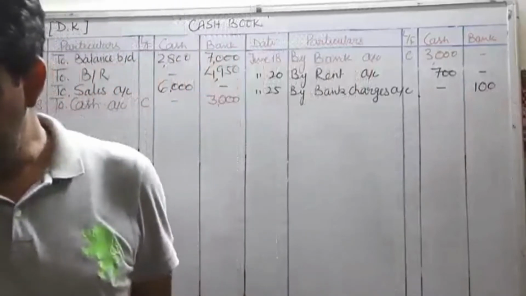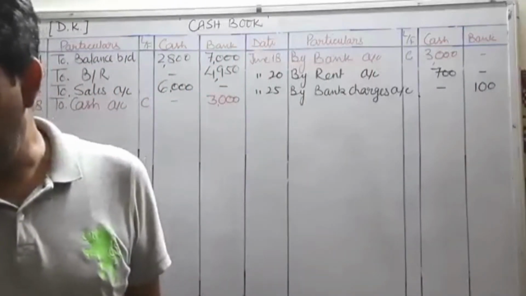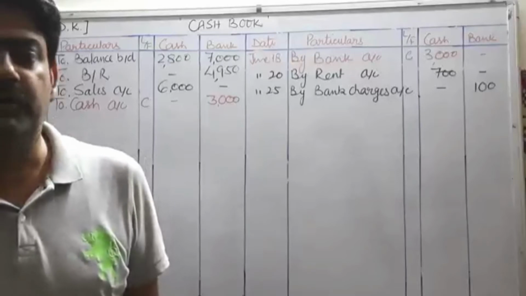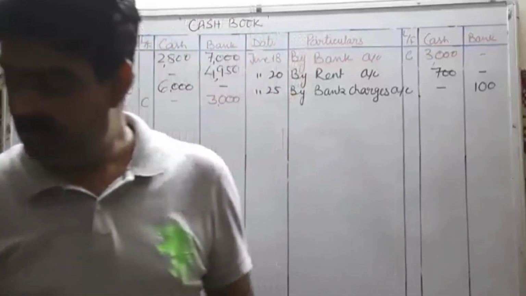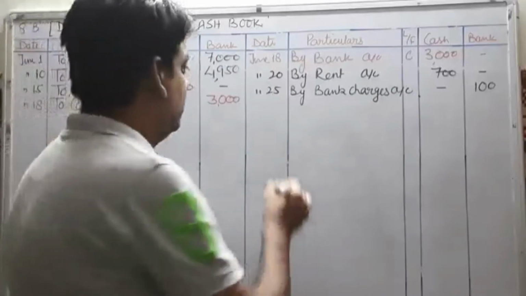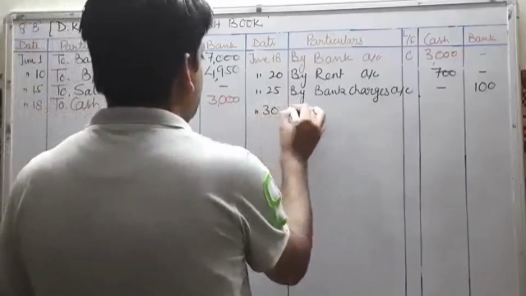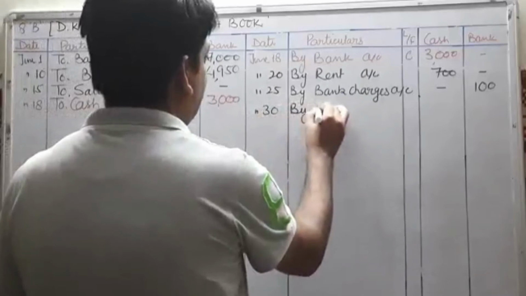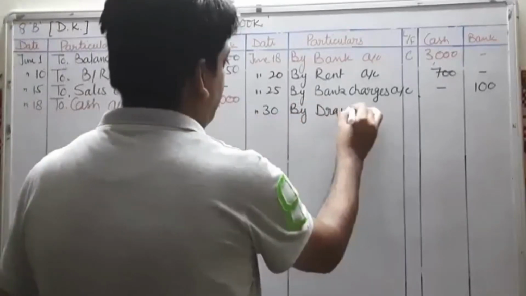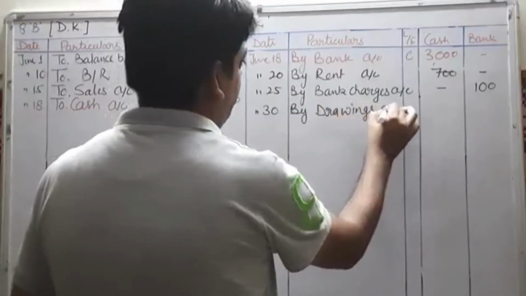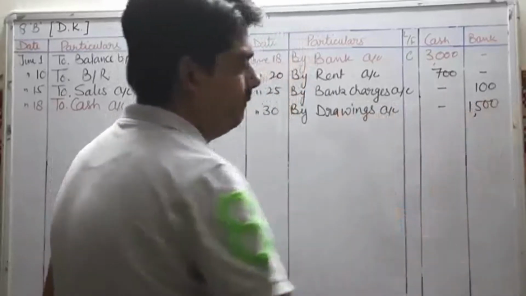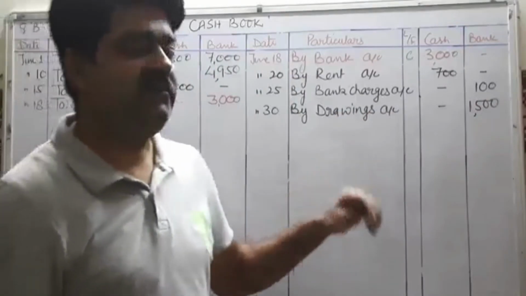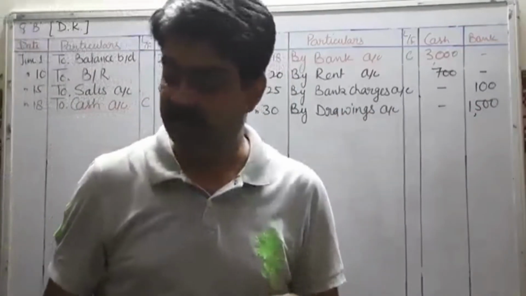Okay. Next is June 30, withdrawn from bank for personal use. So entry will be drawings account debit to bank account. Amount is 1,500. Date is June 30. Treatment will come in credit side by drawings account, and amount will come in bank column because our entry is drawings account debit to bank account.